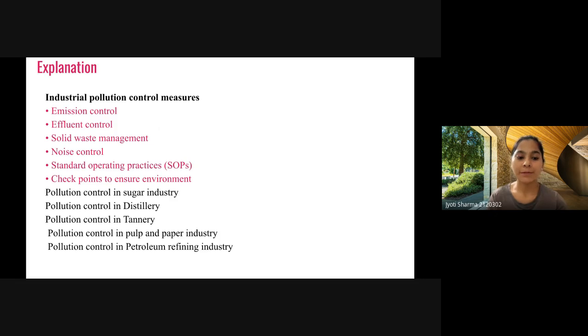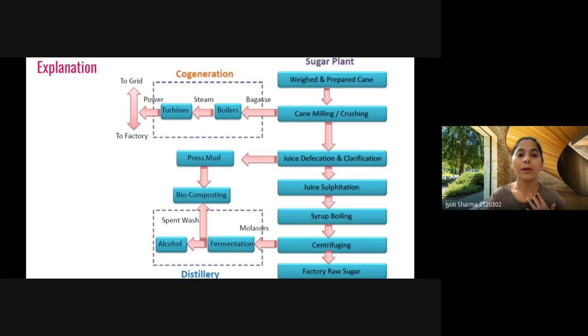So the next step is pollution control in sugar industry. Based on that, we have some MCQs. But before that, let me tell you how we can manufacture the sugar, right? This is very easy. First, we have to weigh the cane. Then we have to crush this sugarcane. Then there is the process of juice defecation and clarification, because it will have some impurities and different colors that we have to clarify.